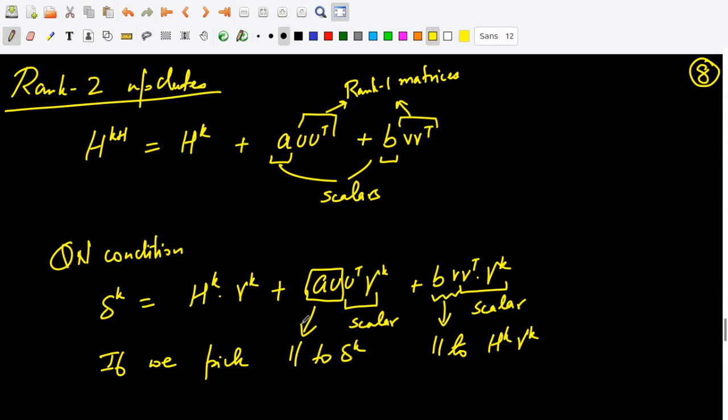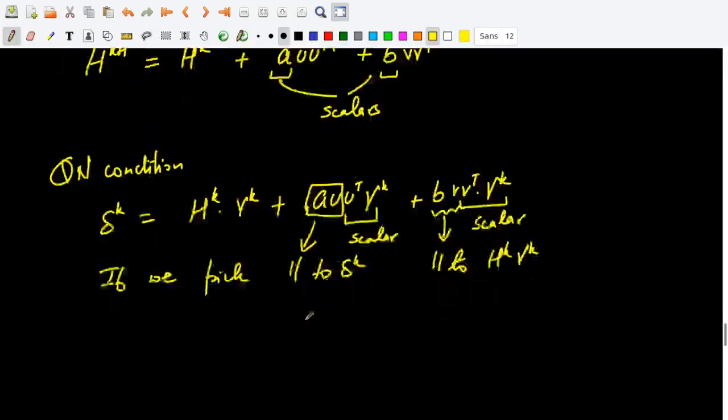Okay, so as an exercise, you can substitute this u transpose gamma k to be delta k and v transpose gamma k to be H k gamma k, and then you can try to find out the other unknown values. So this gives us a very nice expression for H k plus 1.